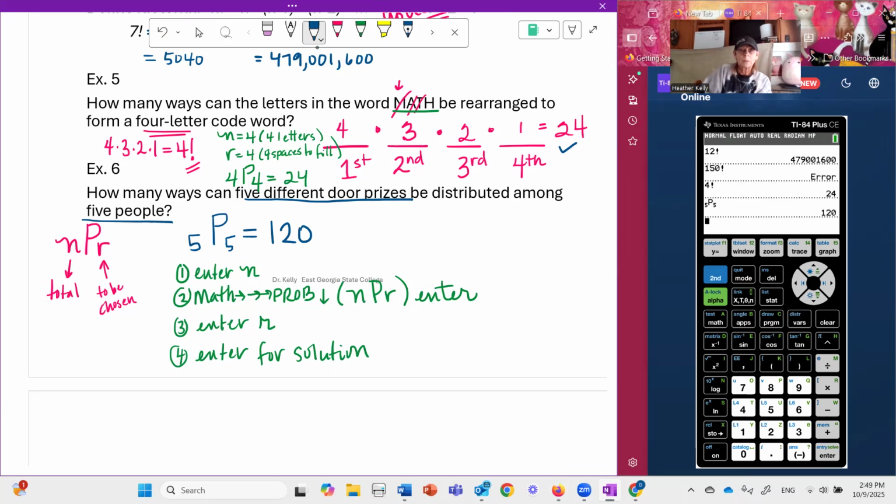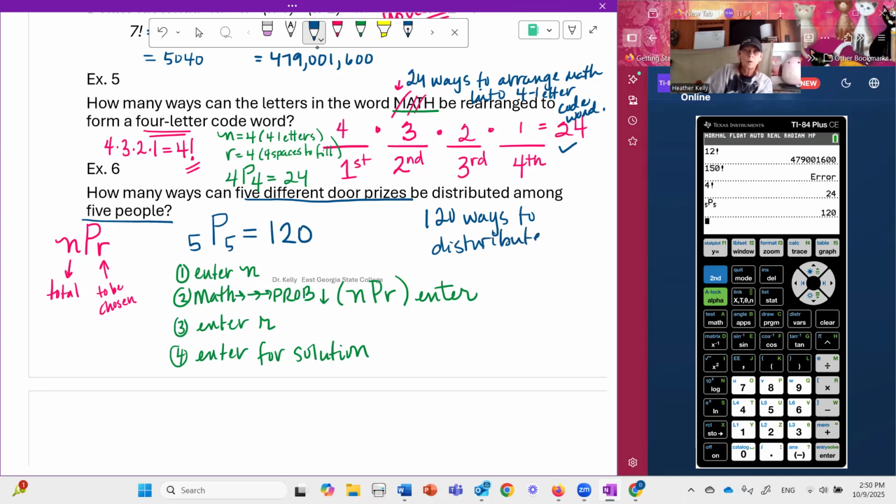All right, so up here I could say 24 ways to arrange math into a 4-letter code word. I realized I didn't write my sentence, and don't forget to write your sentence. And then here I could say 120 ways to distribute 5 different door prizes.